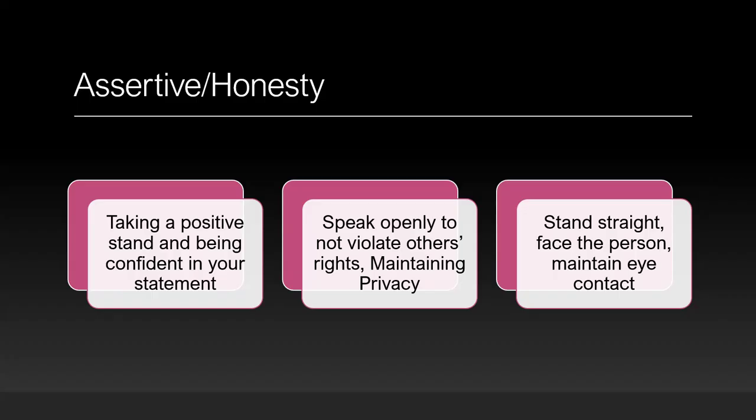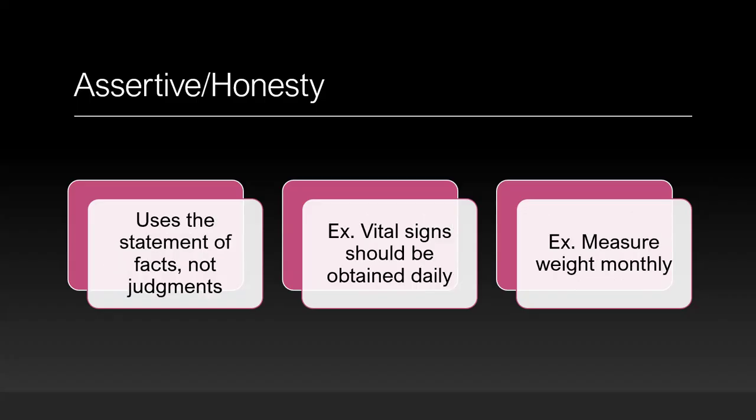We're maintaining that eye contact. We're not using glaring eyes. We're making that eye contact. And we're being open and honest. We are using statements of facts, not judgments. It appears... So what are the facts? This person has facial grimacing. They rate their pain as a 0, but they're guarding. They're crying. They're moaning. They're doubled over in pain. And so this is just an example of being assertive.